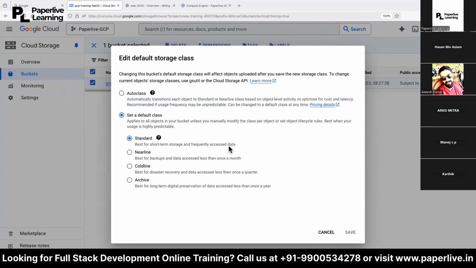Best for short term, once in a month, once in a quarter, once in a year. It's totally connected with price. Storage classes.